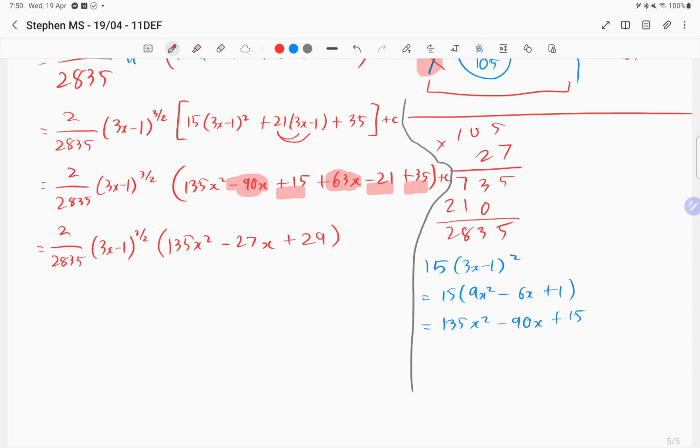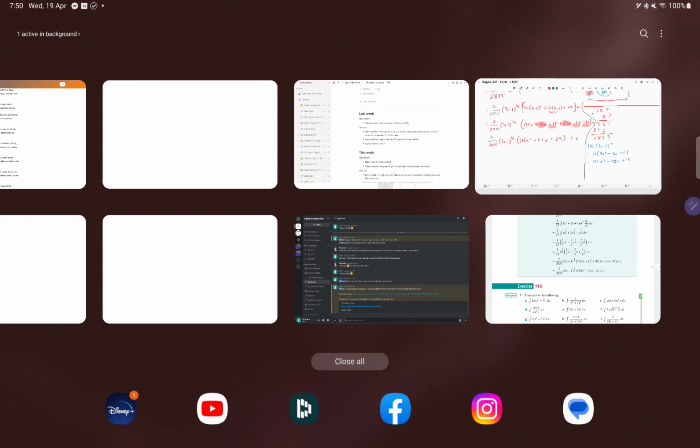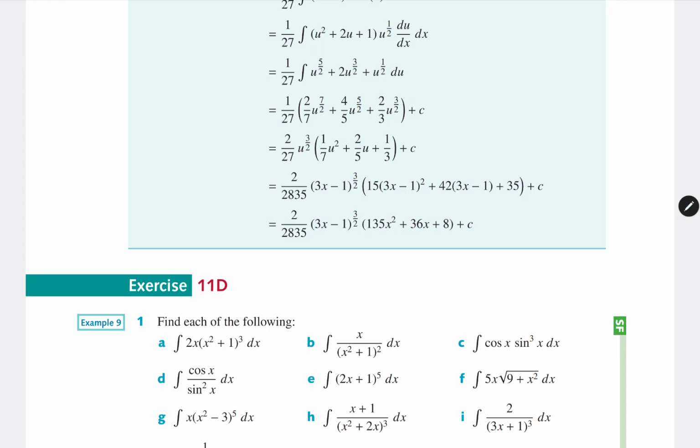Plus C. Oh, wait. 35 is 50, yeah, 50 minus 21 is 29. Okay, so that's the answer: 135x squared minus 27x plus 29. The other one is 3x minus 1.